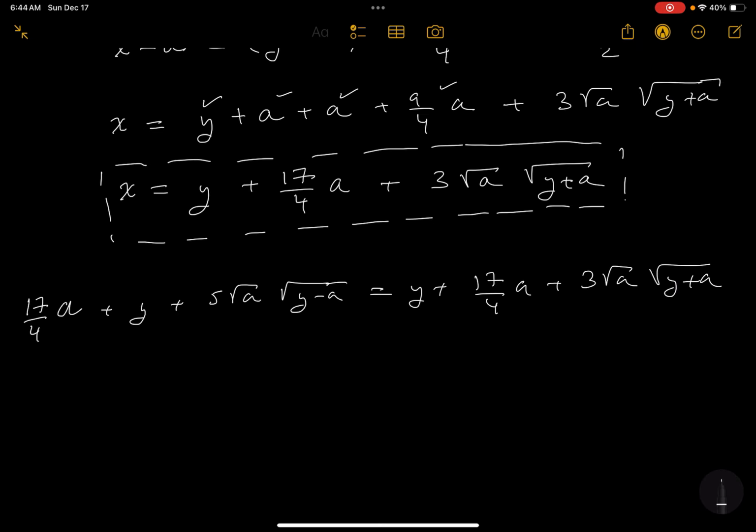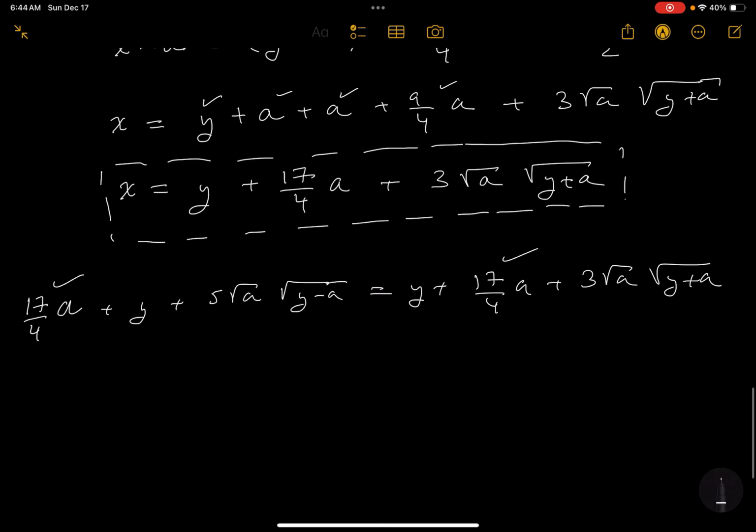So I noticed that, subtracting from both sides, this disappears. And then there's some similarities over here, but this is 5 root a, and this is the root y minus a. This is 3 root a, and it's going to be y plus a.